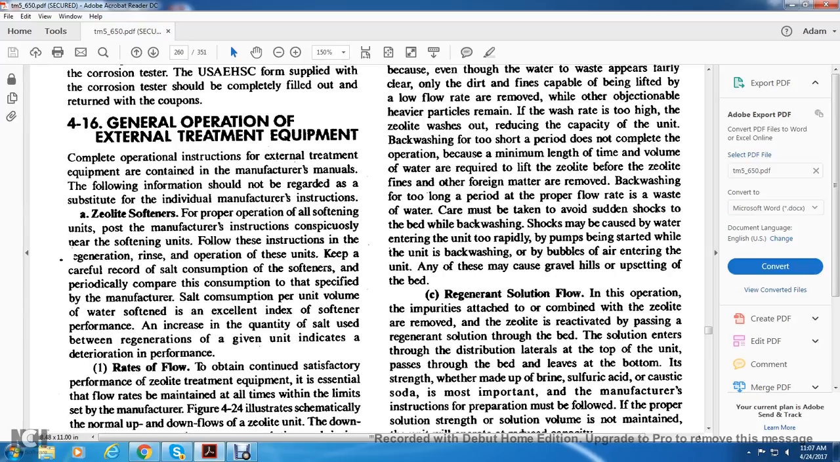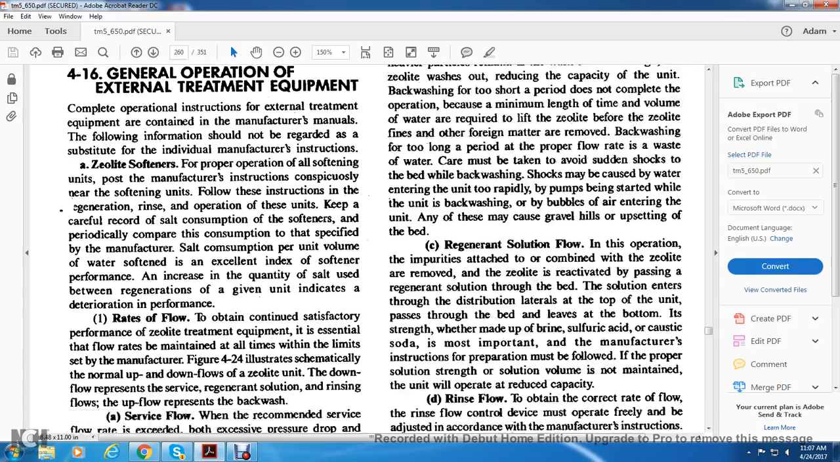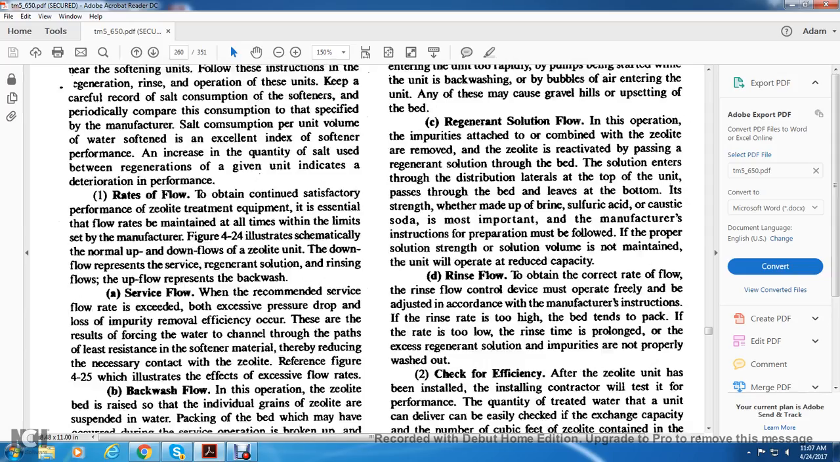Keep a careful record of the salt consumption of the softeners. Periodically compare the consumption with the salt consumption per unit volume specified by the manufacturer. Softener salt consumption is an index of softener performance. An increase in the quantity of salt used between regenerations of the given unit indicates a deterioration of performance.